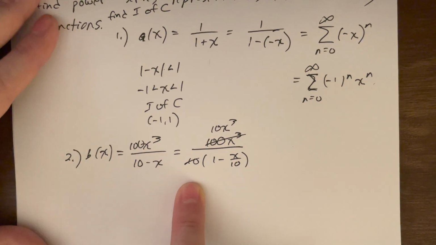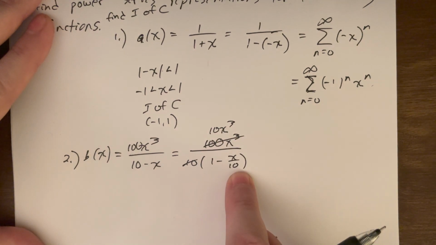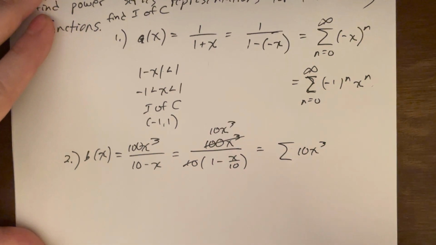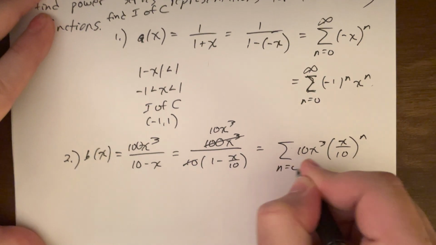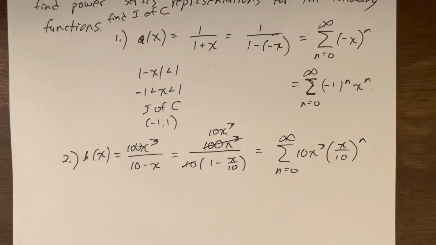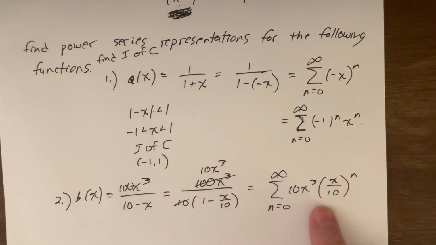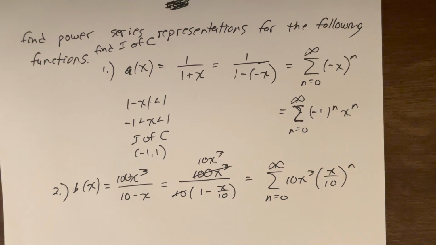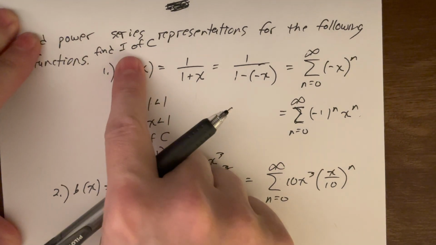And now we have that perfect form. a over 1 minus r. So this would become the series, a is 10x cubed, times r, x over 10, to the n power. And once again, that's it. That is my power series, but just like I did up here, I'm going to come back and clean that form up just a little bit. But just before I do, let's finish up the interval of convergence.